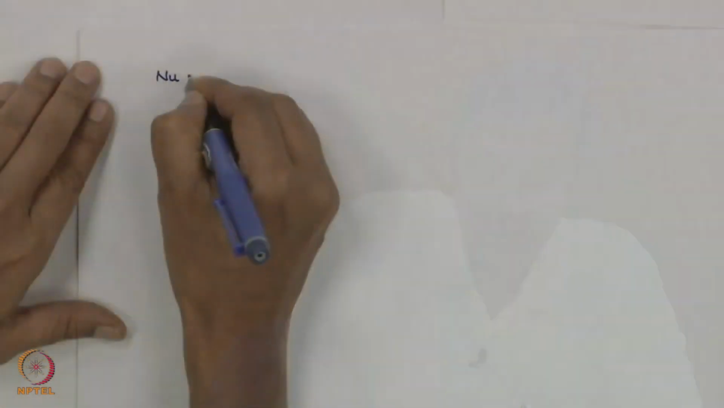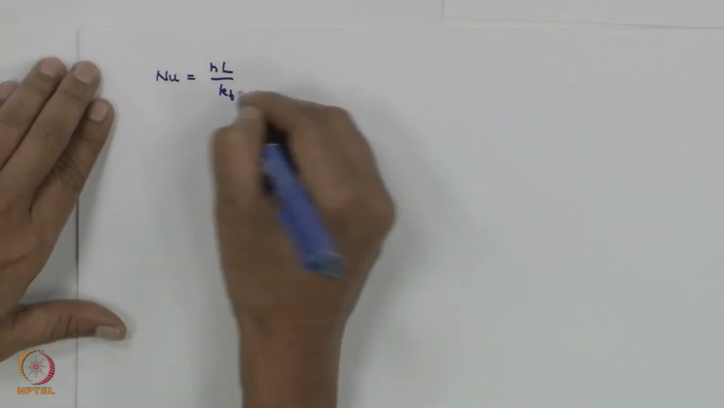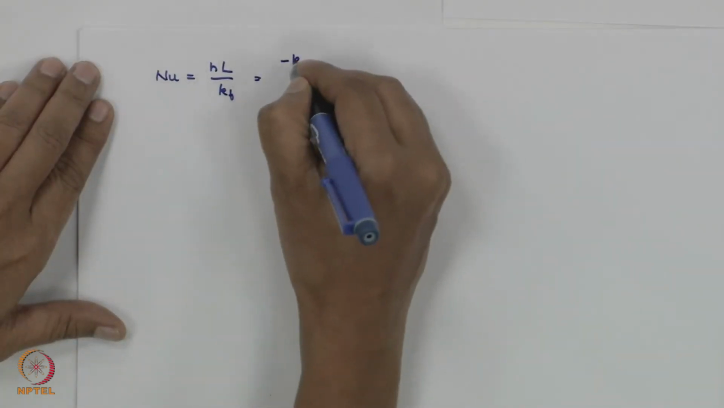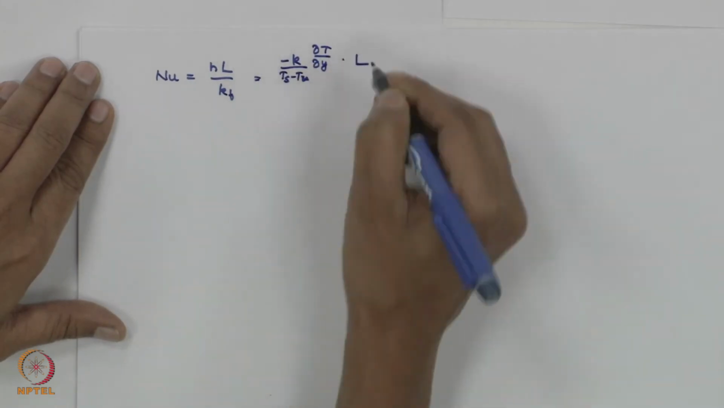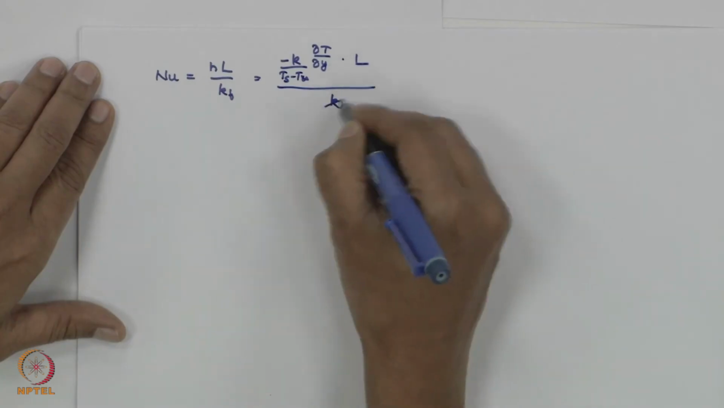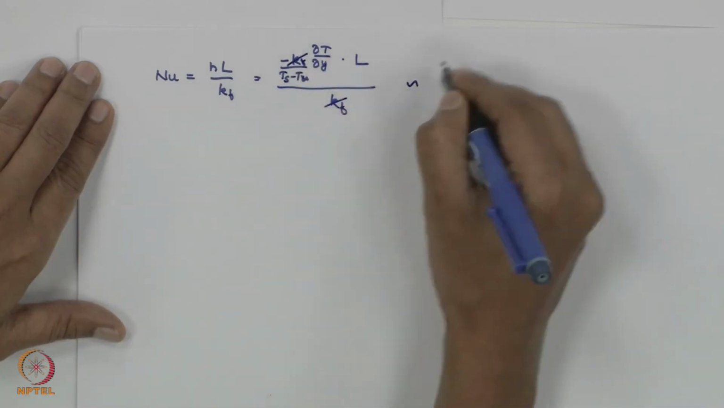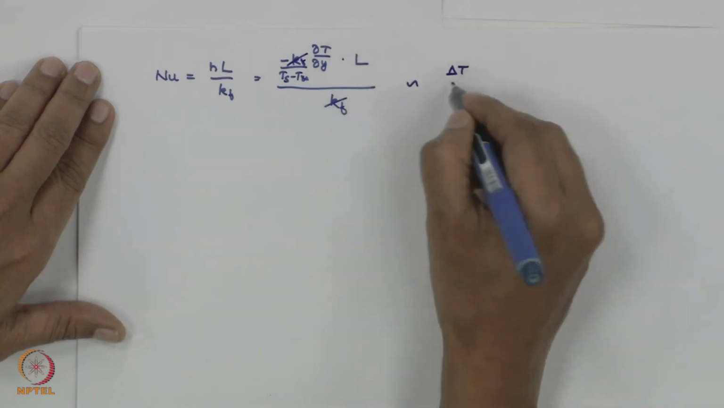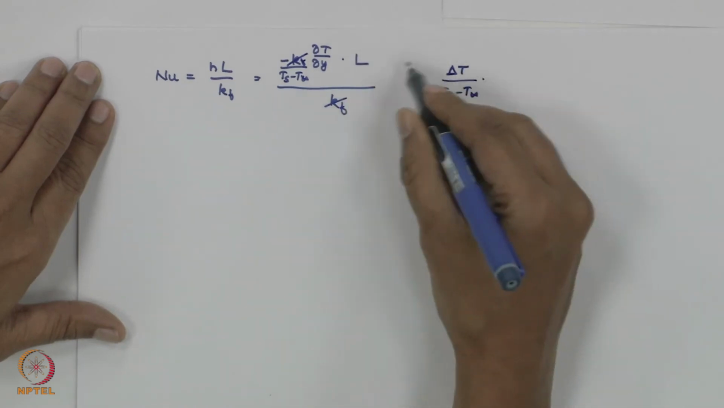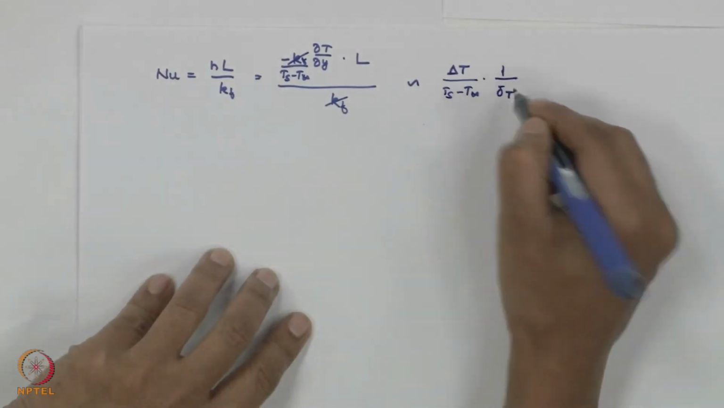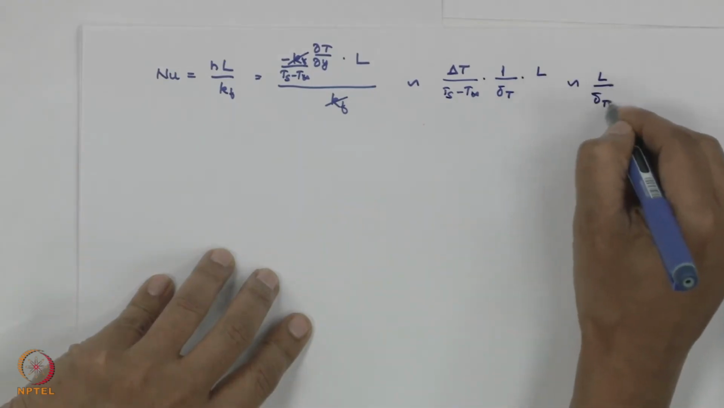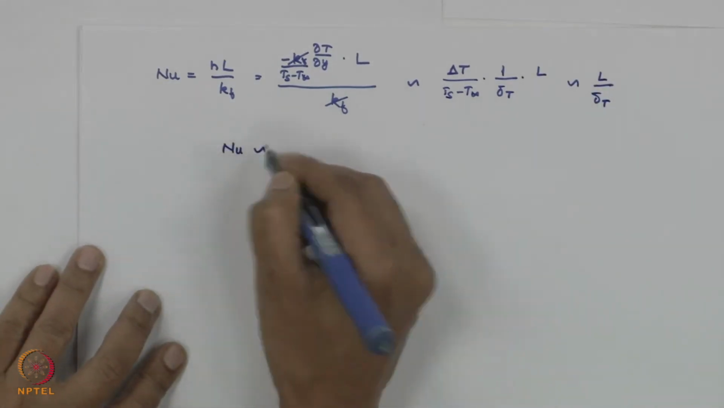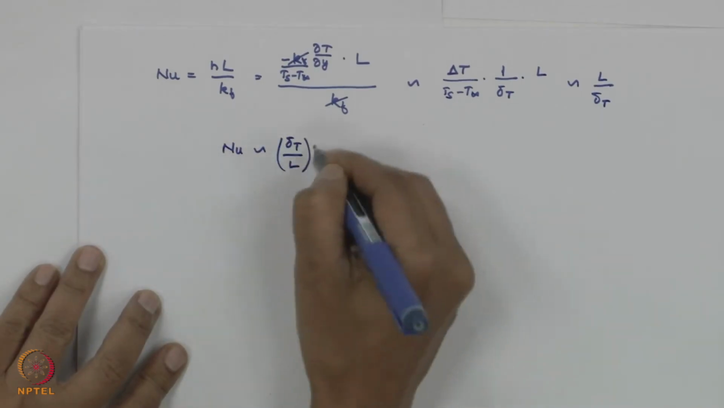So Nusselt number is equal to HL by KF. But what is H? H is equal to minus K del T by del Y upon Ts minus T infinity, into L upon KF. So K, KF gets cancelled out. So you have del T as of the order of delta T upon Ts minus T infinity, into delta Y is of the order of delta T, and you have L. So you get this is of the order of L by delta T, that is Nusselt number is of the order of delta T by L to the power of minus 1.